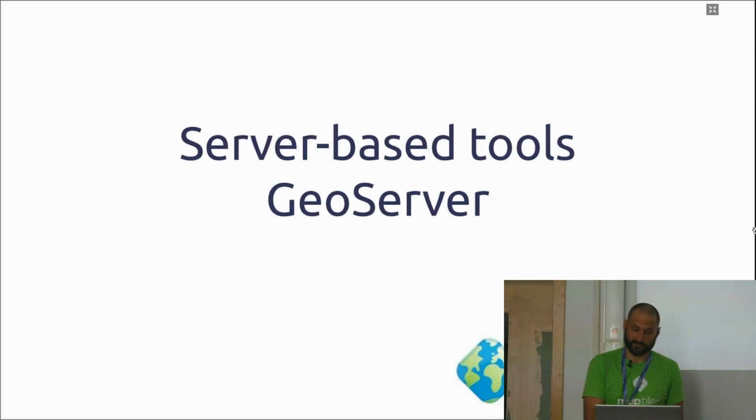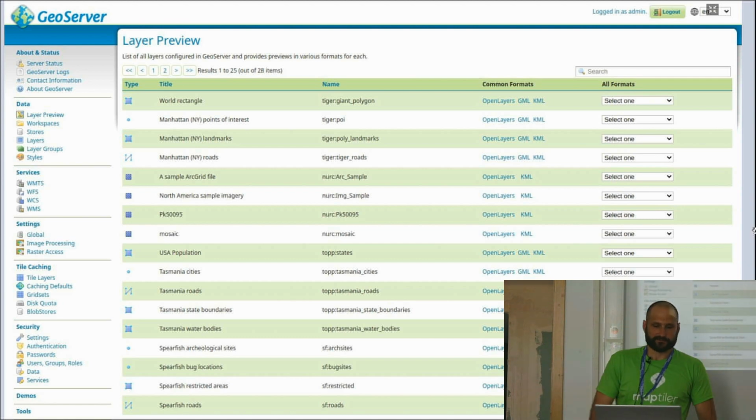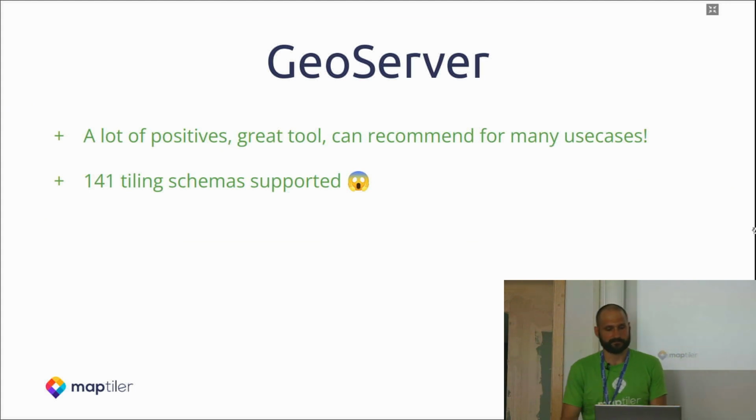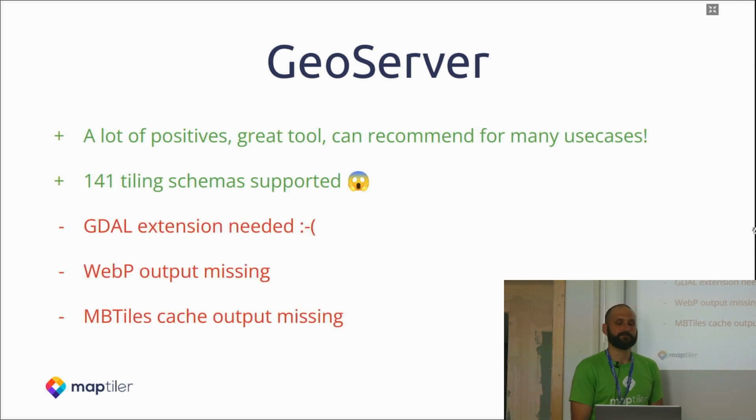And there is obviously GeoServer, and I'm not a GeoServer expert as well. However, GeoServer is known for its graphical user interface, and it is Java-based. It's a great tool. I can recommend it for lots of use cases, and there are 141 tiling schemas directly supported within the tool, which is great. But if you want to use it, for example, with more raster data files, you totally need to install the GDAL extension. The WebP output is missing, and MBTiles cache or SQLite 3 based cache is missing at the moment.